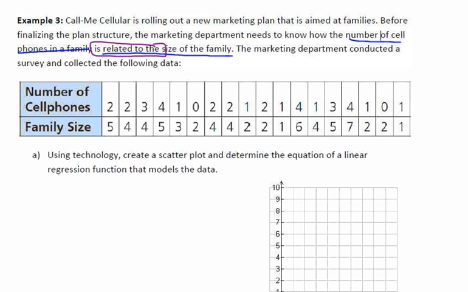Dependent variable first, and your independent is second. And if you actually were to graph this, does the size of family affect cell phones, or do the number of cell phones affect the size of the family? Size of family affects how many cell phones they own. So the size of the family is your x variable, and the number of cell phones is your y.